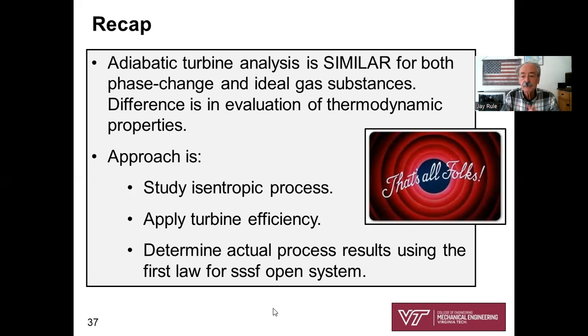Okay, so let's recap these three example problems. Adiabatic turbine analysis is similar for both phase change substances, steam, and air, any ideal gas substance. The difference is in the evaluation of the thermodynamic properties. What's your approach for each of those? Study the isentropic process. I didn't say start with a sketch; that's step 0. Study the isentropic process. Apply turbine efficiency. Determine the actual process results once you've applied turbine efficiency. It's as simple as that.